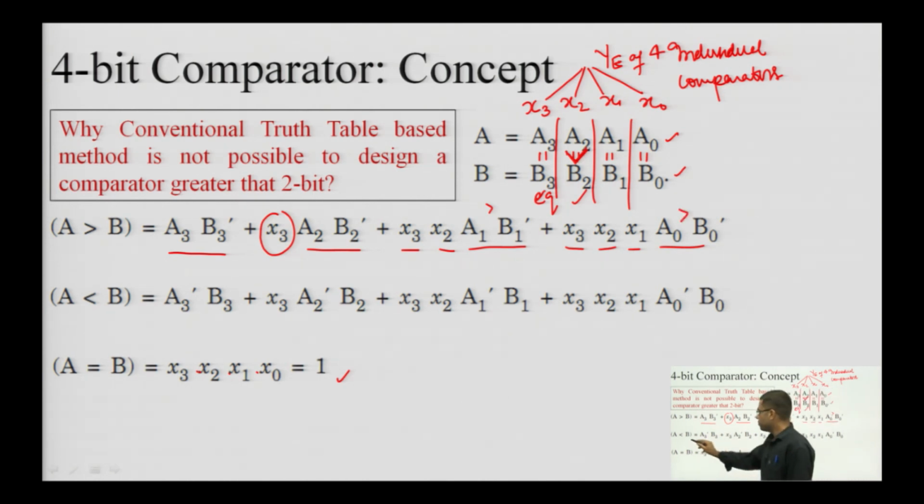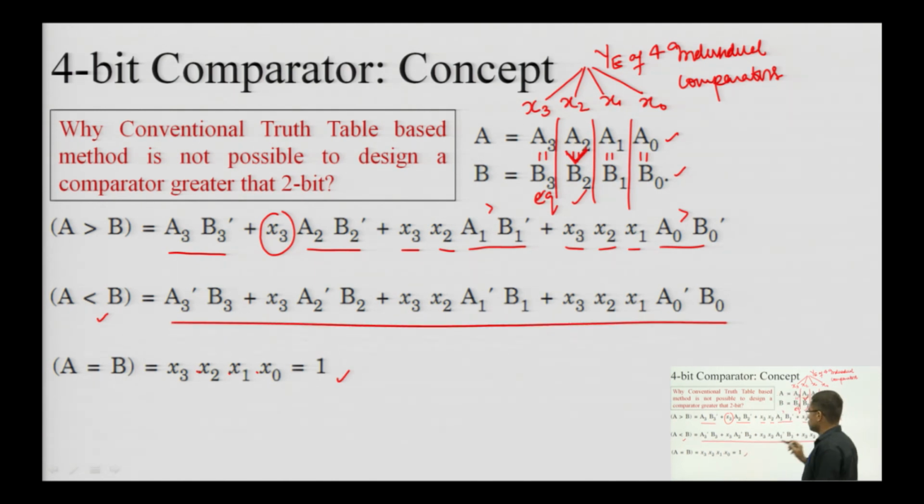Similarly, we can have the expression for YL. So, this is the expression for YL, in which we can see A3 less than B3, A2 less than B2, A1 less than B1, and A0 less than B0, considering the fact that the higher-order comparison will be giving me the high output.